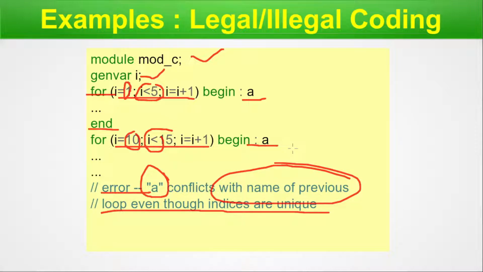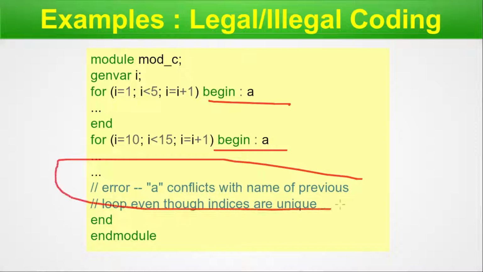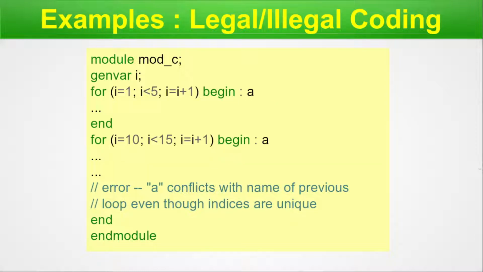So here you can see this has a clash with this one, because these two for loops are different, and here we put the end and endmodule. So now you know that two different for loops which are not nested but have the same name may clash. This is illegal. You know what not to code with the genvar. Here we are done with this particular slide, so let's move on to the next slide.